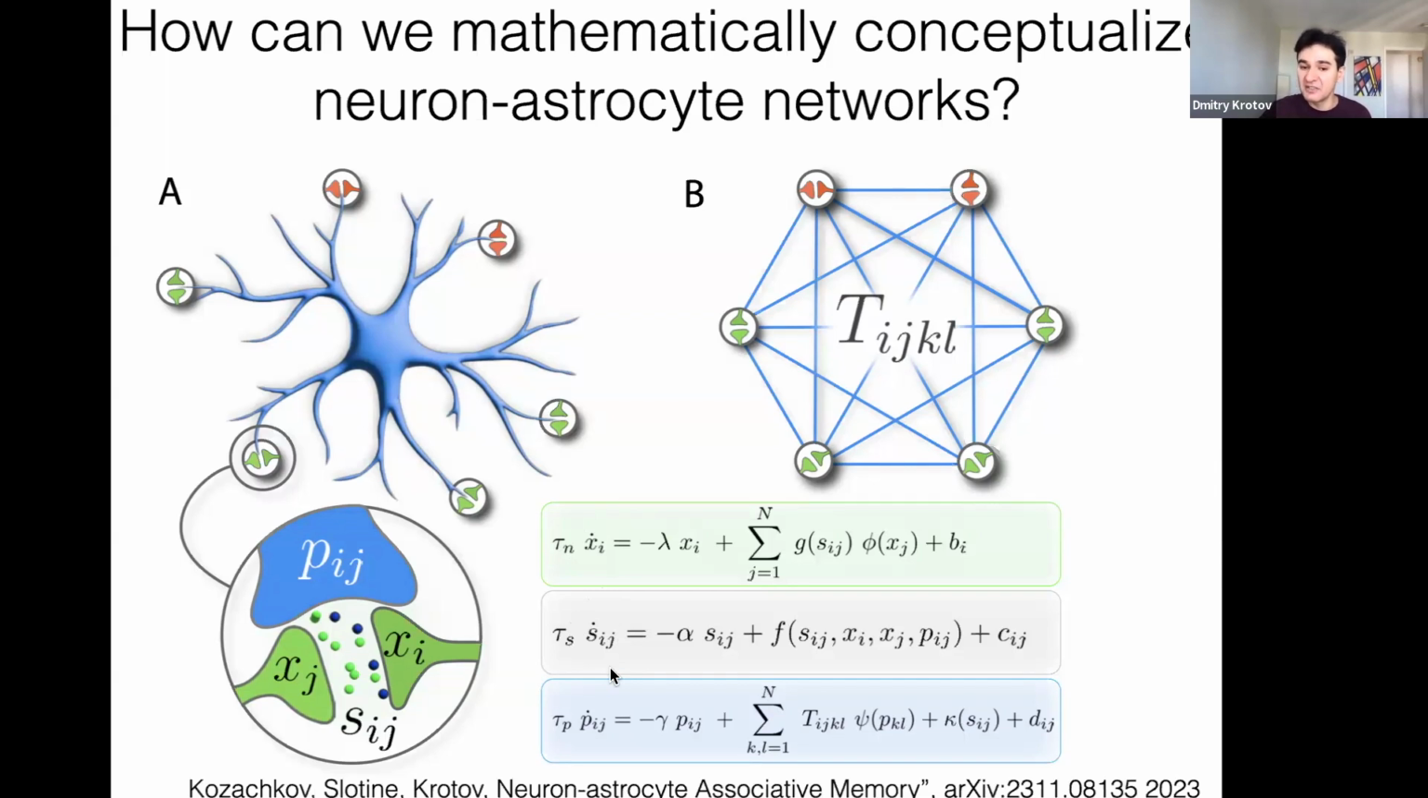It depends on the activities of the neurons. It can also depend on the state of the astrocyte. And the last variable that is used in this theory is the variable P_ij. The variable P_ij stands for the process that wraps around the synapse ij. So it's a property of the astrocyte.